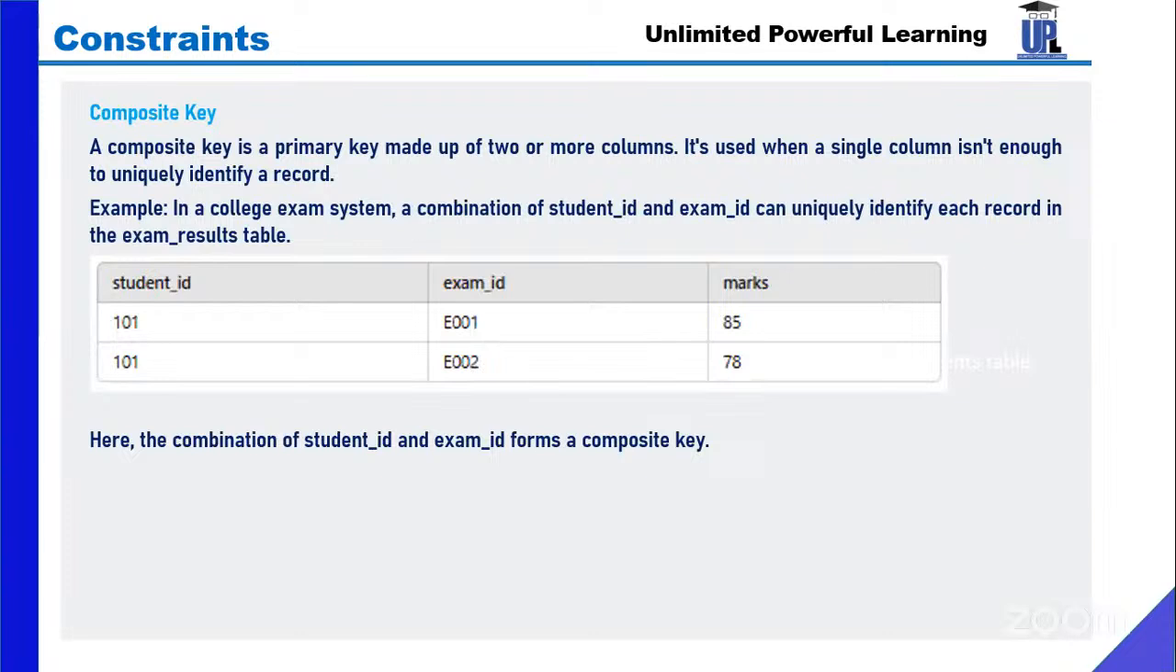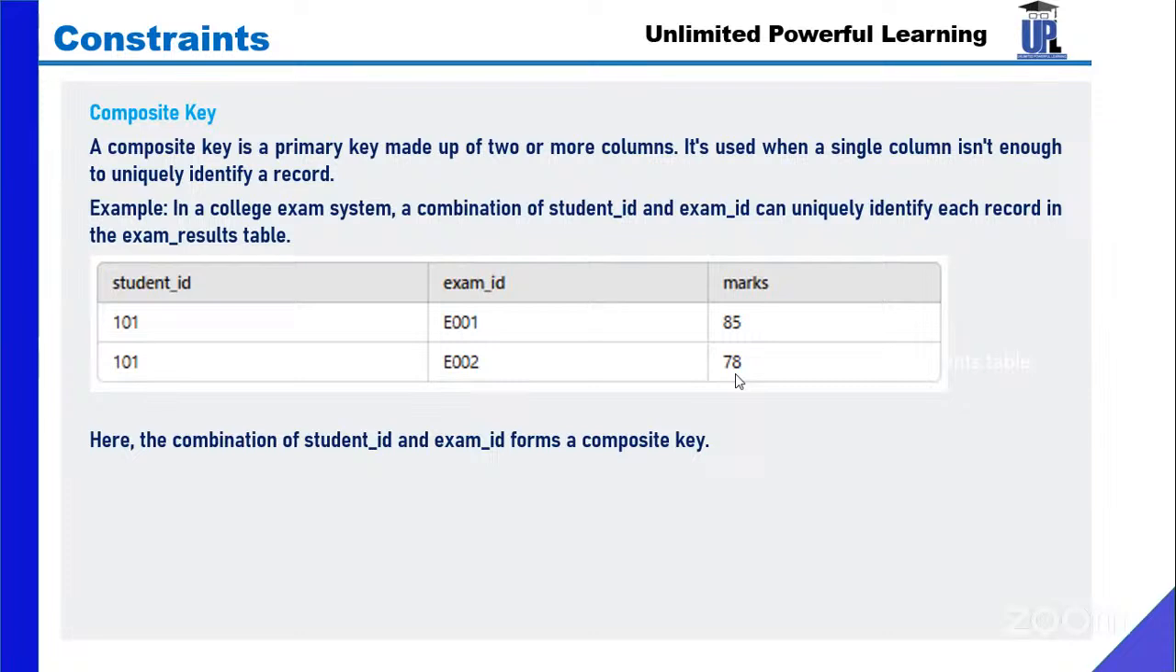Similarly, if you go to the other keys, like a composite key. What is a composite key? For example, if I want to say marks, if you observe this table, there is a student column, an exam column, exam ID column, and marks.